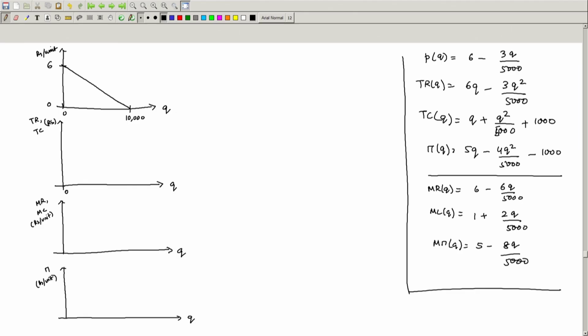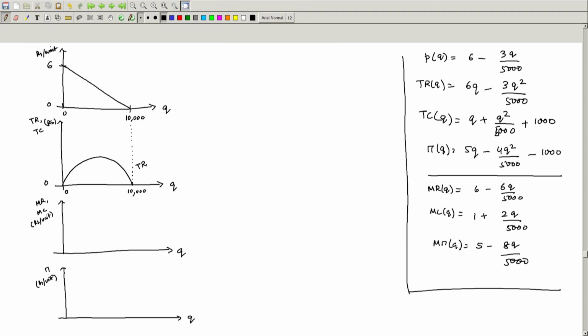So, at Q equal to 0, I am going to get the total revenue as 0. You will also find that at Q equal to 10,000, the total revenue again is going to be 0. The reason is that at Q equal to 10,000, the price will become 0, and therefore, even if you are selling 10,000 units, but you are charging a price of 0, your revenue is going to be 0. So, if you connect those two and take different values, you are going to get a total revenue curve which is going to look like this. This is the total revenue curve, the one in black.